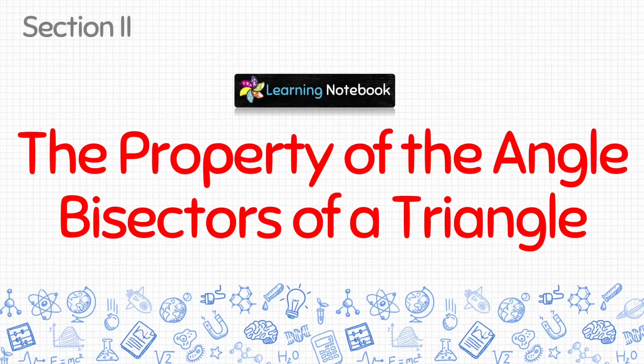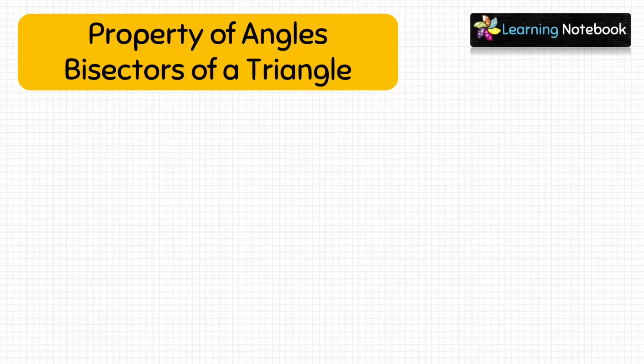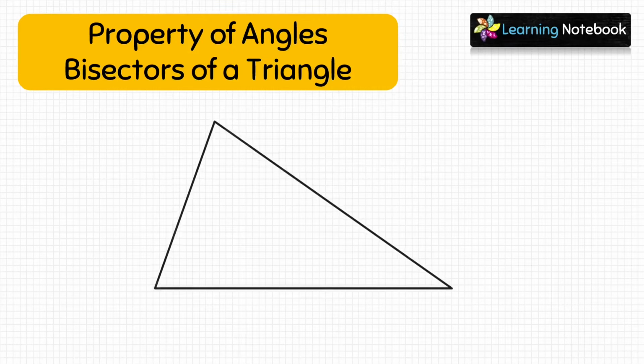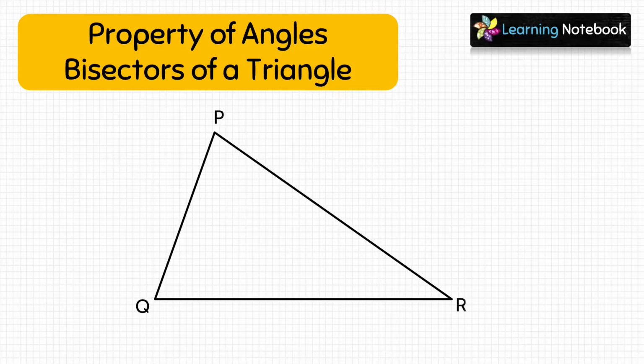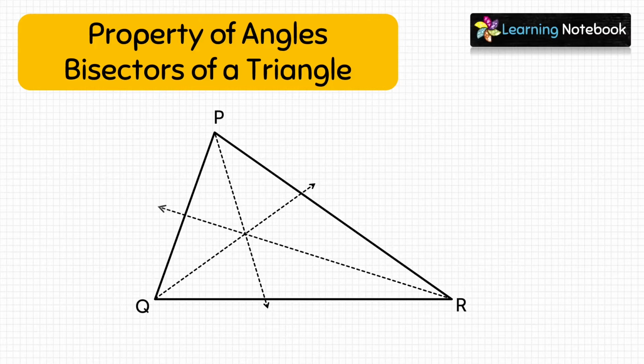Now let's learn about the property of the angle bisectors of a triangle. To understand this property, let's draw any triangle PQR. Then, with the help of a compass, draw the bisectors of all the three of its angles as shown here. These three bisectors pass through the same point. That means they are concurrent. Let's name the point of concurrence as I.